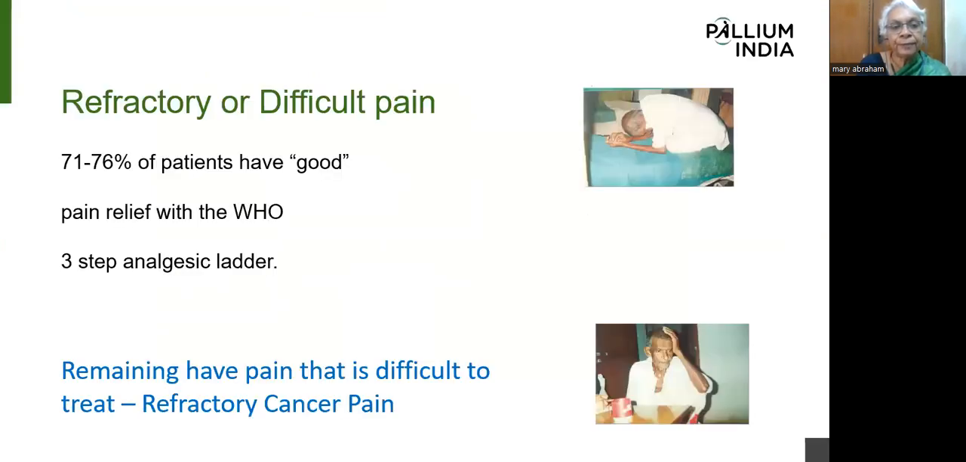But with using the 3-step ladder, we are able to treat only 71 to 76% of patients. Okay, and there is a small segment of patients, around 10 to 15% of patients, who have refractory pain or what we call difficult to treat pain.